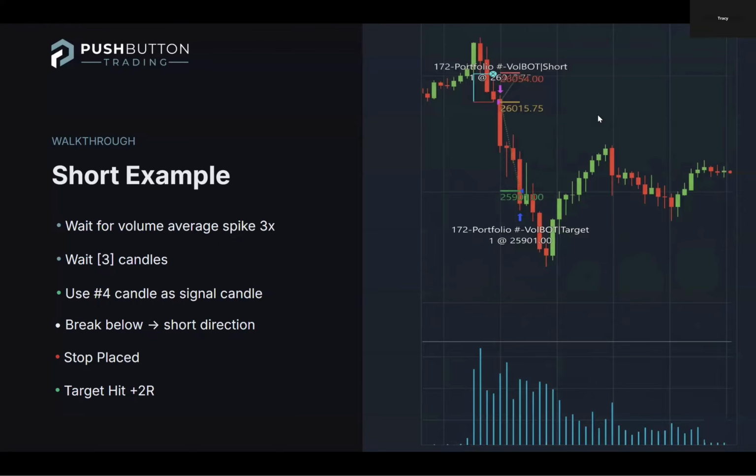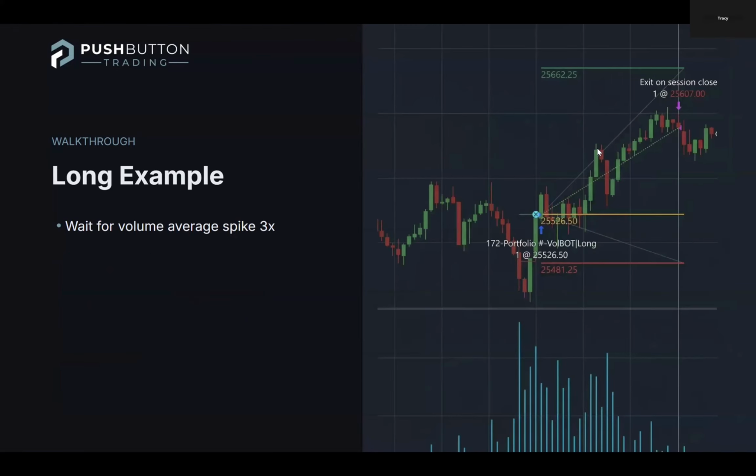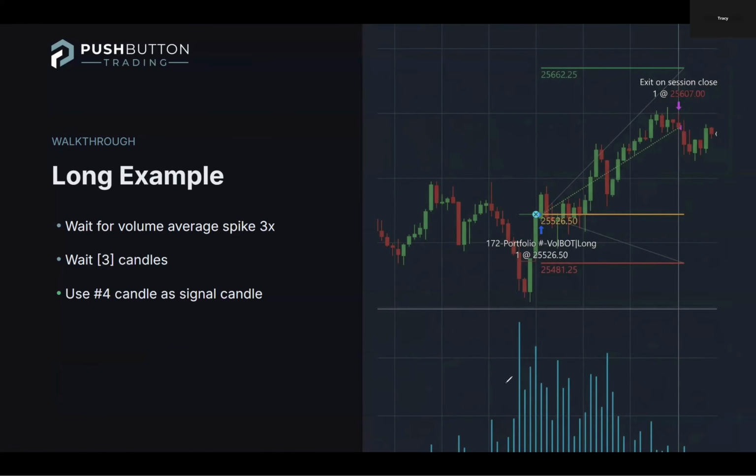What I'm going to do is we're going to look at the same example in reverse. We're going to look at a long example here, and pretty much same rules, same situation, is we're waiting for that volume spike. You see the volume spike come in, right? We got our 1, 2, and 3 candles coming in, and then we're waiting for candle number 4, which is right here, the signal candle.